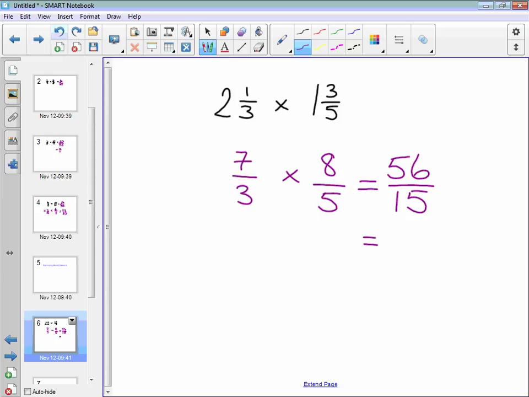Now this answer is an improper fraction, and I may have been asked to leave my answer as a mixed number. Even if I haven't, it's good practice to do so. So I'm going to show you that. Again, there's a vodcast on it, so I'm going to do it quickly. 56 divided by 15 is what I need to do. How many 15s in 56? There are 3. The remainder is 11, so I write that as a fraction, dividing by the number I was originally dividing by, 15. So 2 1/3 multiplied by 1 3/5 is 3 11/15.